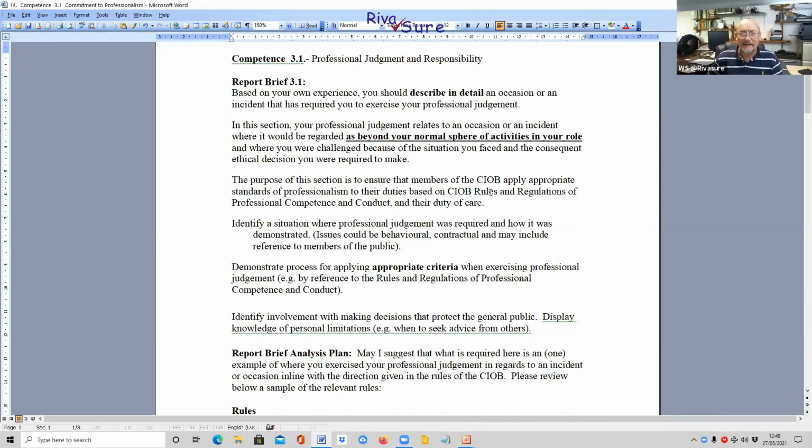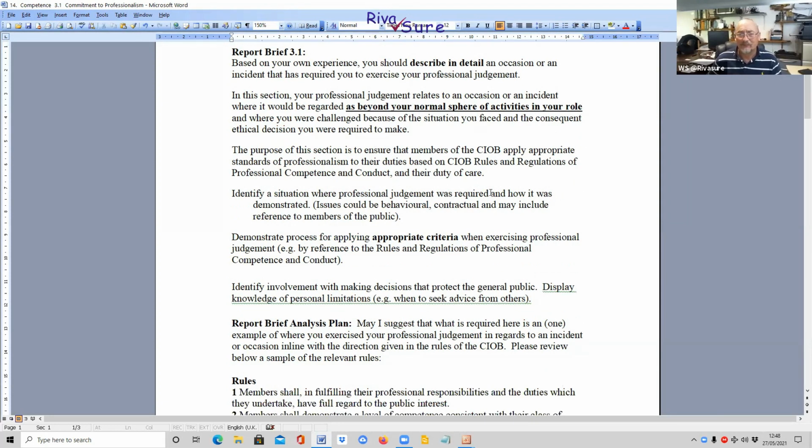So what have I written here on our prepared guidance? The purpose of this section is to ensure that members of the Chartered Institute of Building apply appropriate standards of professionalism in their duties based on CIOB rules and regulations of professional competence and conduct, and here comes a bit, their duty of care. So identify a situation where professional judgment was required and how it was demonstrated. Issues could be behavioural, contract, and may include reference to members of the public.